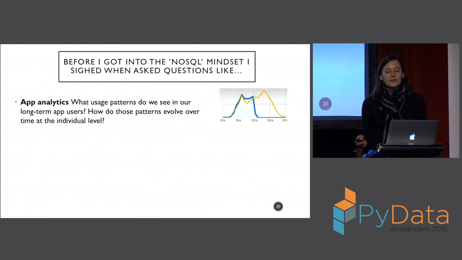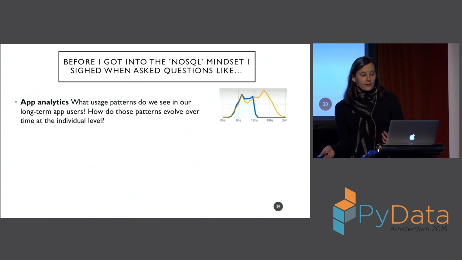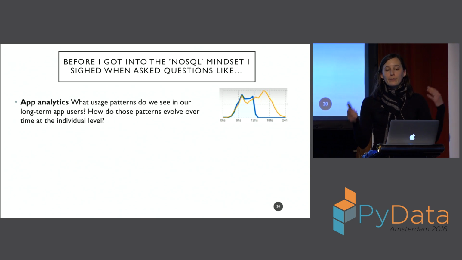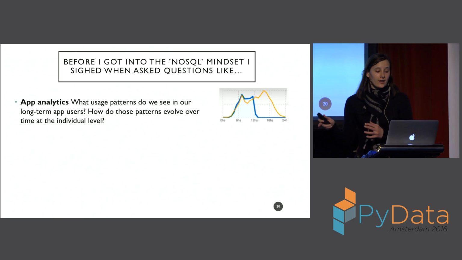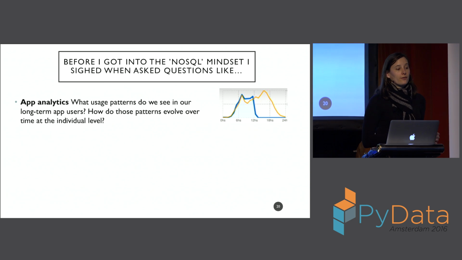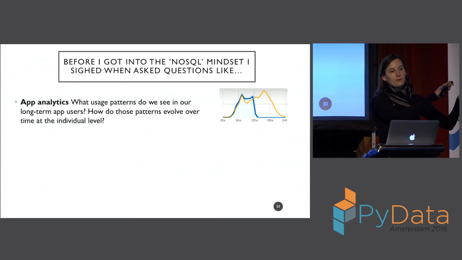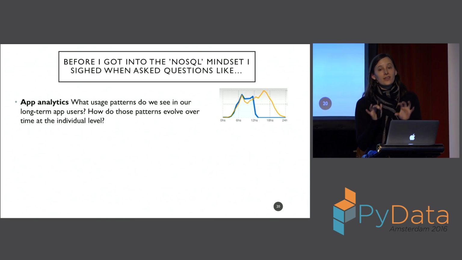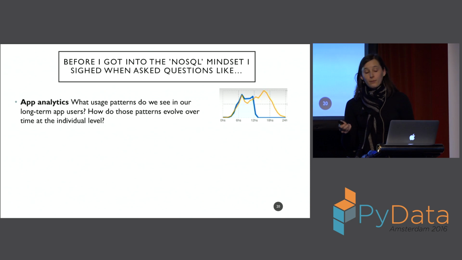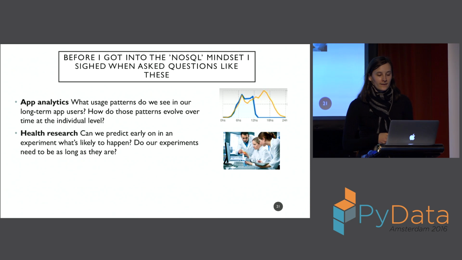In app analytics or game analytics, what usage patterns do we see in a long-term user, right? So I want to backtrack, look at a particular user, and see what he did each day. How do those patterns evolve over time at the individual level, right? So not how is the whole community using my app, but how is this individual using my app now versus how this individual used my app a couple weeks ago or even a couple days ago.